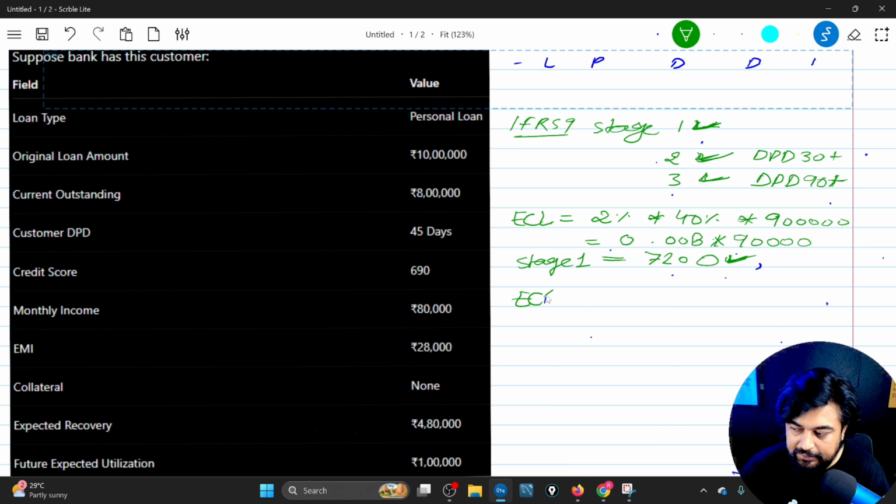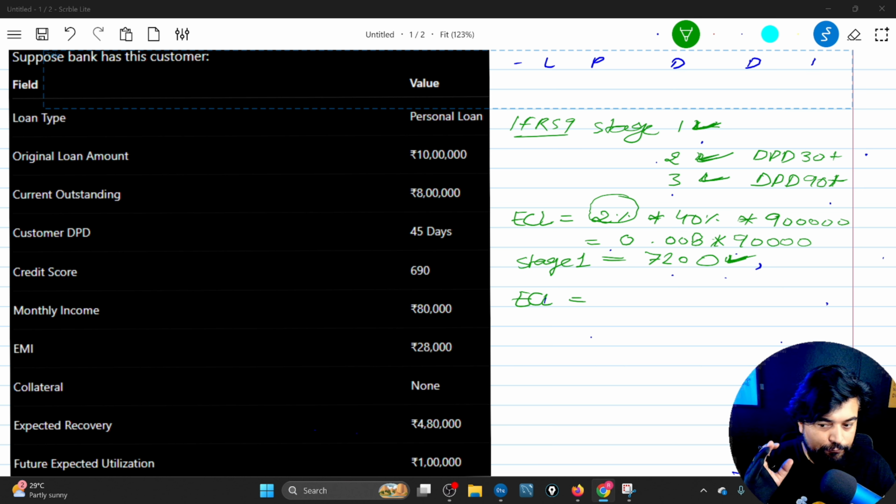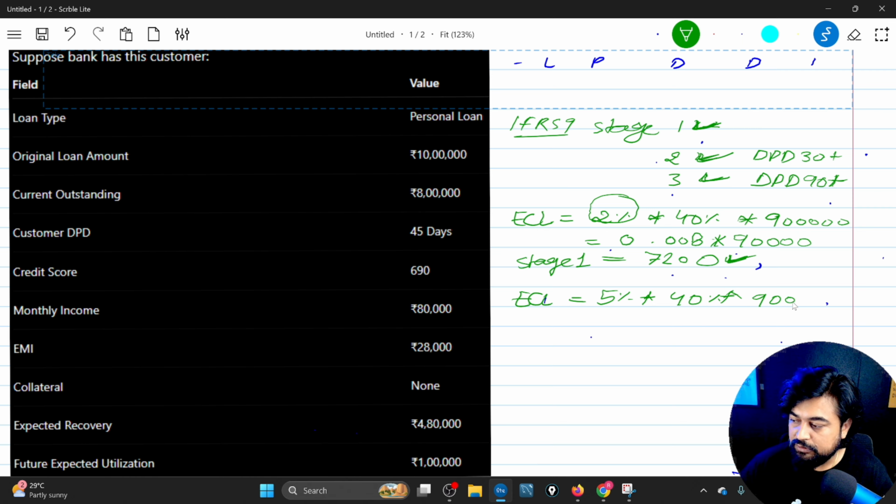Now we'll calculate the ECL for stage 2. All these calculations are done in either SAS or Python usually in the bank, as you will see. Now you understand the lifetime default of the past was close to 5%. So this 2% will be replaced by 5%, multiplied by LGD which will be the same 40%, multiplied by exposure which is 9 lakh. The value will be different and higher, somewhere close to 18,000.